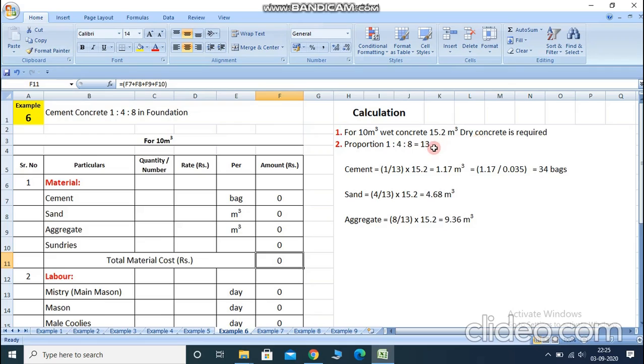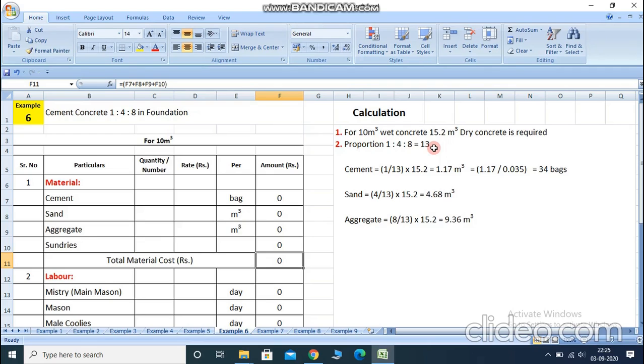Here 52% is added for wastage plus change in volume of the dry concrete. So when we add the water in the wet concrete, we get the final answer of 10 meter cube.